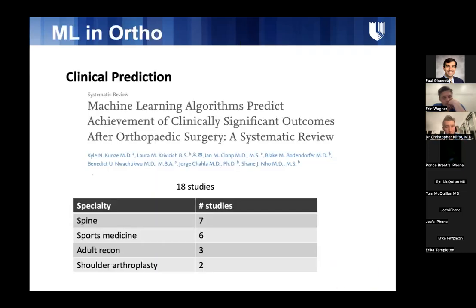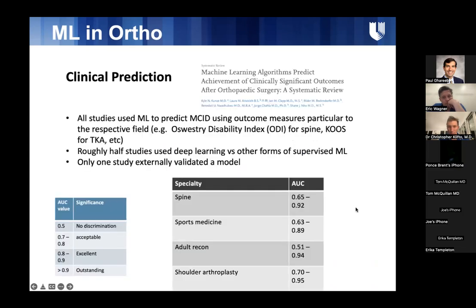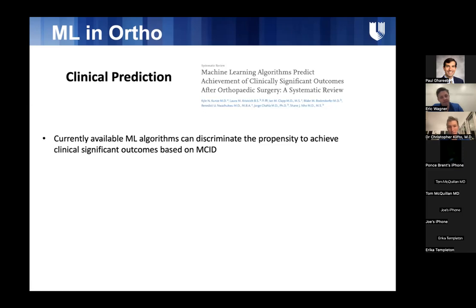So, there's a lot of cool stuff going on out there right now. This was Kyle Kunze, I think I said that right, and Shane No. They've been doing a lot of work on machine learning, and this was just a cool study. This was one of the first machine learning studies that I've seen. It was a systematic review, just looking at different machine learning algorithms to see if they can predict minimal clinical differences. And essentially what they found was that machine learning models could do it well, but there was only one externally validated model that performed well. And they said that it does have the ability to discriminate, but it's only based on certain outcomes.